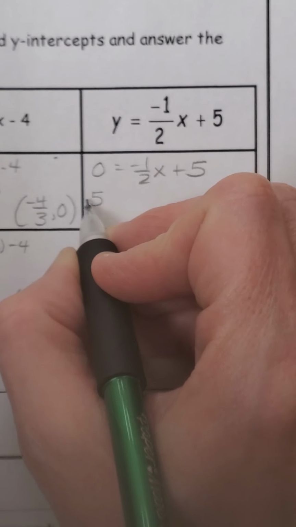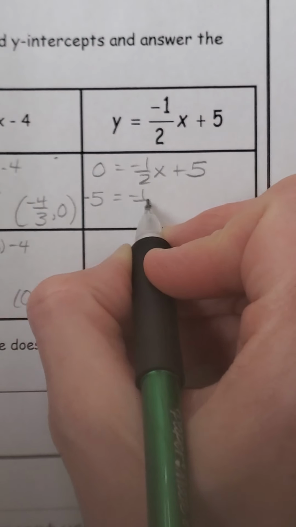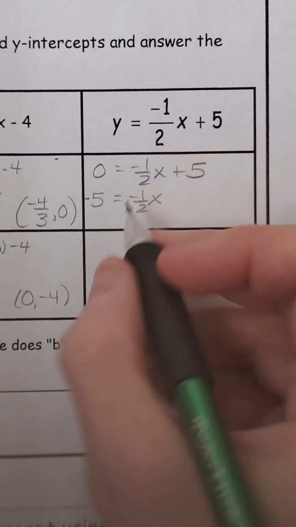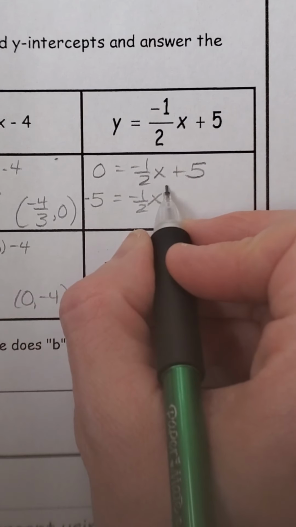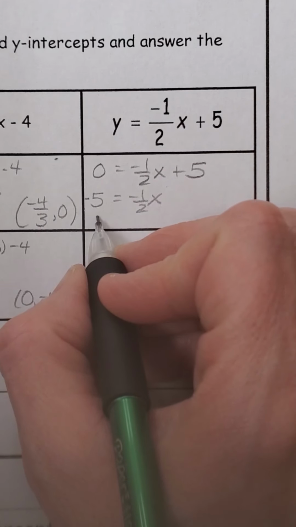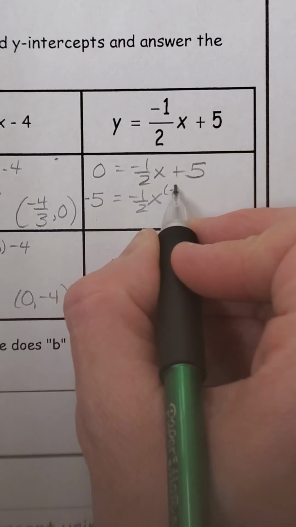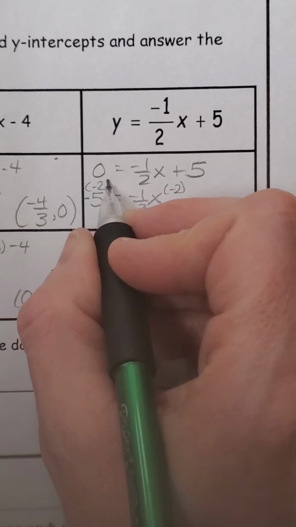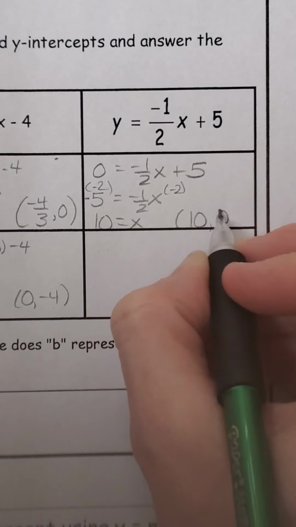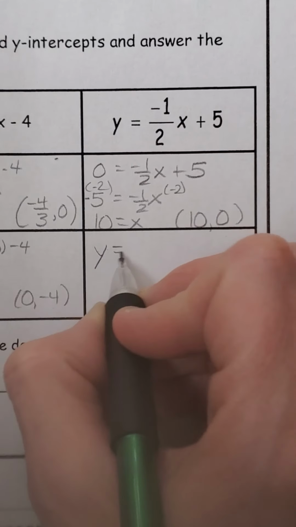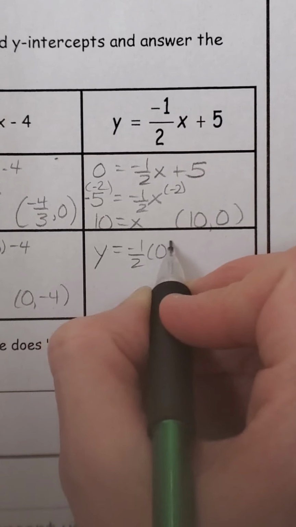So of course we already know that the m is the slope, and the slope tells us how steep it is and what direction it's going. So I think what I'll do is I'll multiply both sides by -2, and that way I'll take care of that part there. So now I've got my x-intercept.